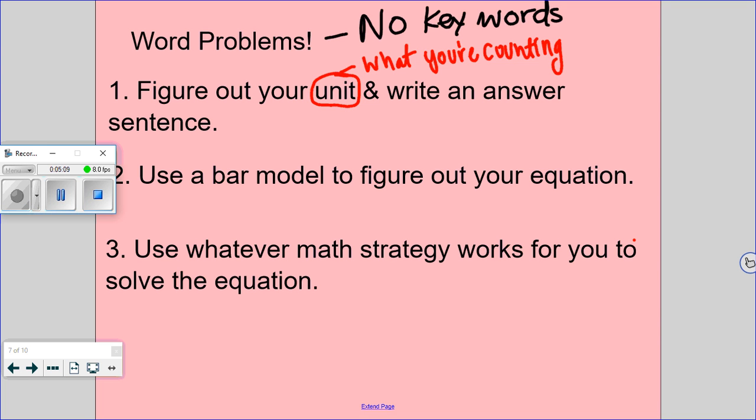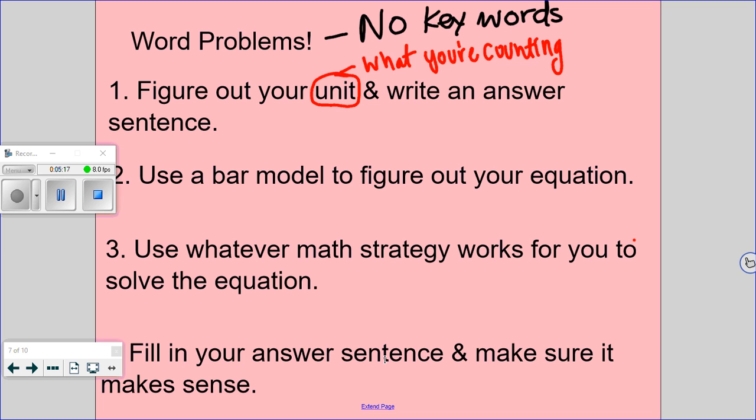So now that we've got our problem solved, we did whatever math works for us, our last step is to fill in your answer sentence and make sure it makes sense.